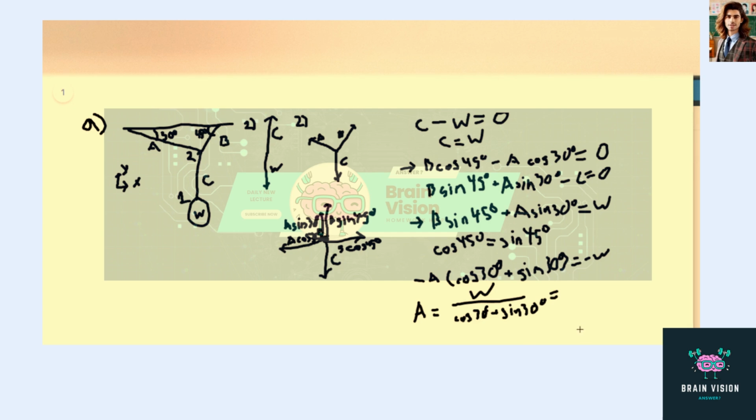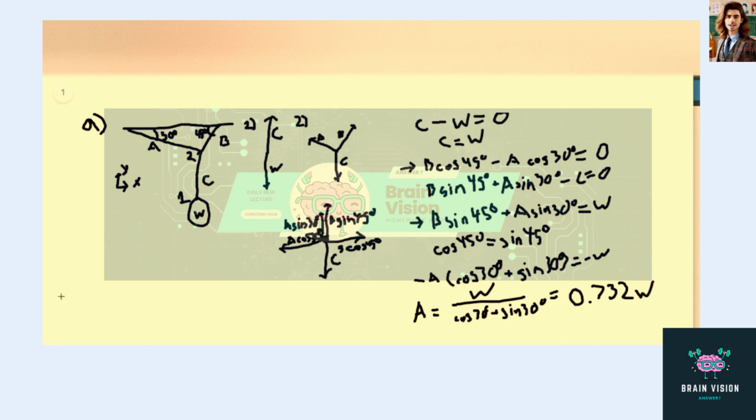And when you plug in the numbers for cosine of 30 and sine of 30 degrees, you'd get that A is equal to 0.732 W.